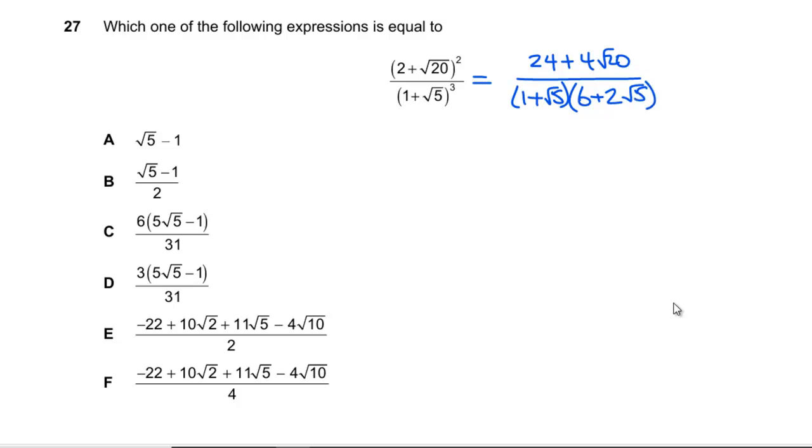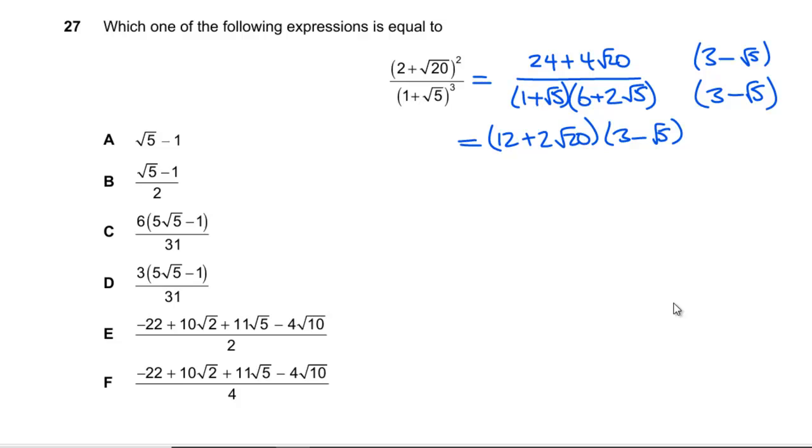And then I'm going to want to rationalise, which would be a 3 minus root 5 I'm going to be doing, top and bottom. So I've got a 12 plus 2 root 20 times 3 minus root 5. So what's that giving me? 36. And then I'm going to have minus 2 lots of root 100, so minus 20, plus 6 root 20, minus 12 root 5. That's what I've got on the top. And at the bottom, this is now a 3 plus root 5 times a 3 minus root 5.